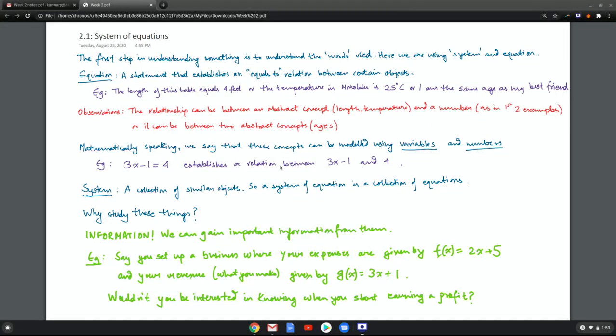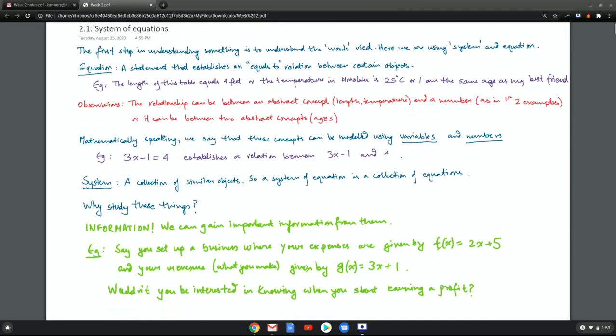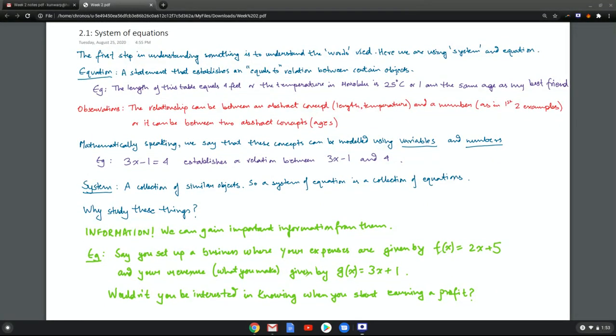Today's goal is to understand how to solve a system of equations, and we are going to learn a few methods of solving it. But before going on with that, we need to understand what these words mean. We are using two particular words here, system and equation. So what is an equation?